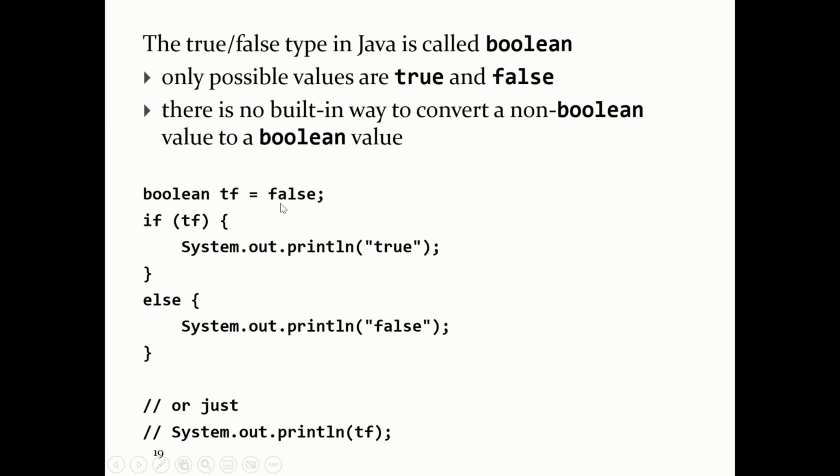So I can start by setting TF to false. If TF, so is TF true? The answer is no. We go to the else statement, prints false. You can also print TF. Here I'm printing the string true, I'm printing the string false. I could just print TF here, and I could just print TF here, and everything would work just fine. println is smart enough to convert that variable, which is false, to the string false when you print it. It's smart enough to convert the value true to the string true when you print it. So all of the conversions for printing numbers, boolean values, and other stuff, println does for you automatically.